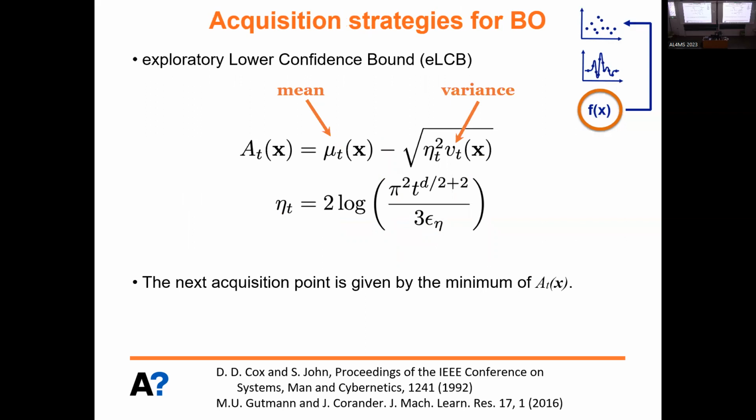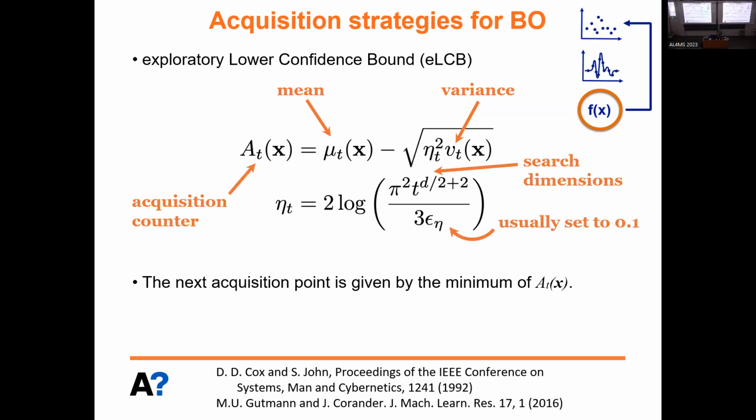And here is one acquisition function, the exploratory lower confidence bound acquisition function, and it has these mean and variance components there. So it's utilizing the mean and variance of the surrogate model that you have at that point. And for this acquisition function, you are choosing the next acquisition point by the minimum of the acquisition function. Yes, and something to notice here is that in this ELCB function, you have the acquisition counter here. So it's doing more exploration when the search is progressing and less exploration at the beginning.